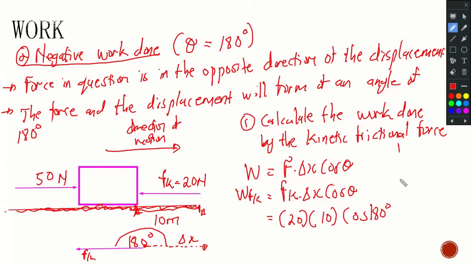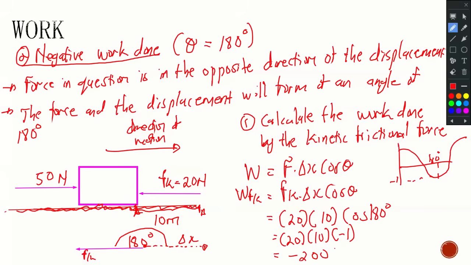But then again, referring to this, we know that 180 is here, and then it corresponds to what? -1. So that means we have 20 multiplied by 10. Then the cos 180 here is the one that is responsible for the negative work that is being done. So we have -1. So if we say 20 multiplied by 10 multiplied by -1, we now have -200 joules, right?